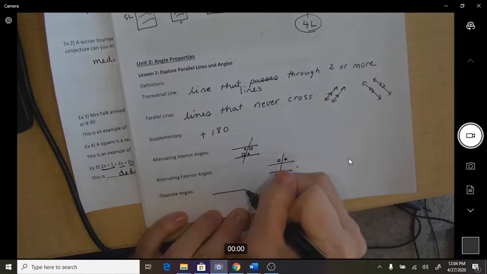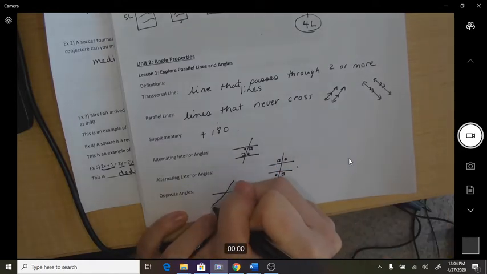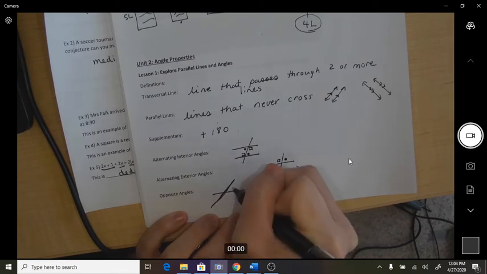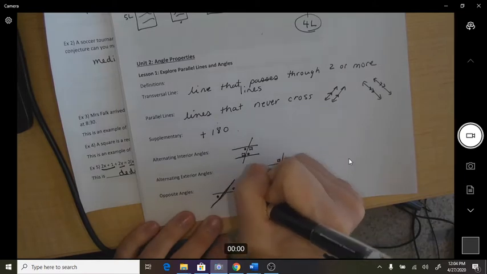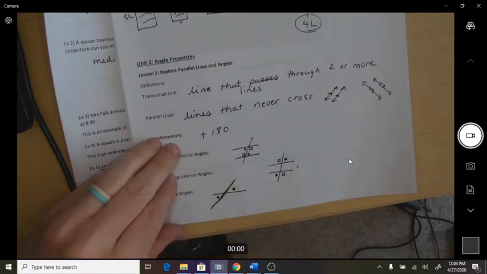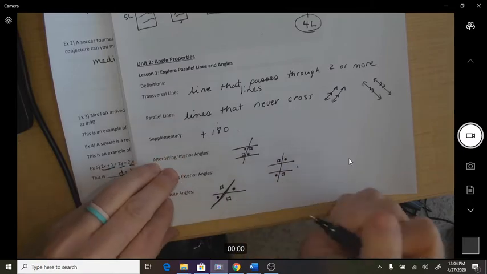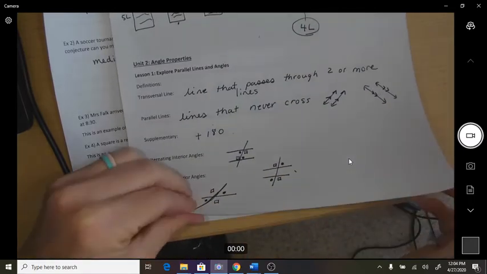Okay, opposite angles. That wasn't a very good line. Opposite would be like if they form an X, they would be across from each other like that. Or that one and that one would be an opposite angle.